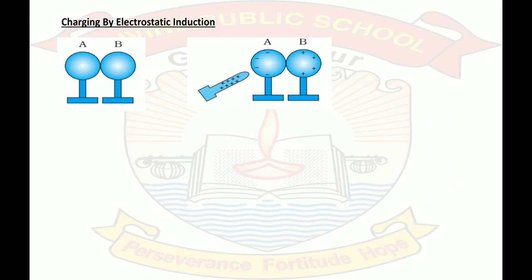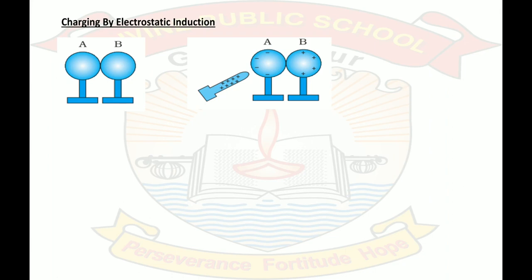Now what happens? Since A is conducting, all the negative charge will come nearby the body which is positively charged. So because of induction, the negative charge is on the surface of A, and since positive charge is repelled by the body, the positive charge will be on B. This is called induction. When we bring a charged body near a metal or conductor, because of electrostatic induction the opposite charge comes near the surface, and this is what we call electrostatic induction.